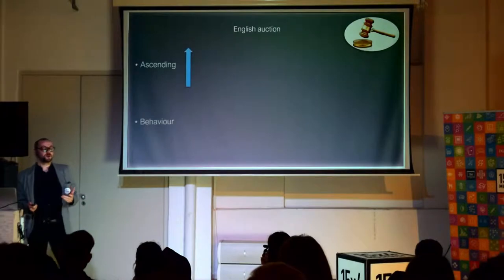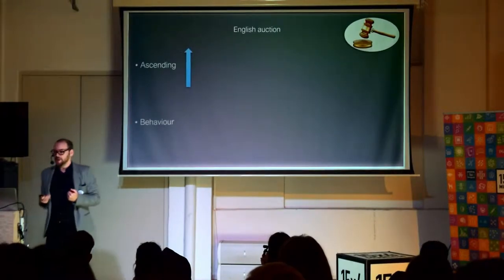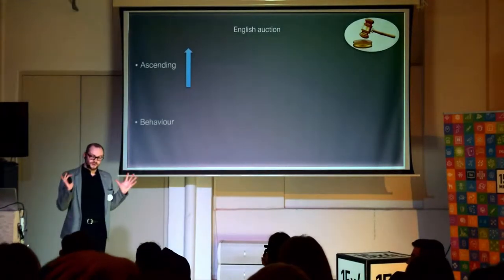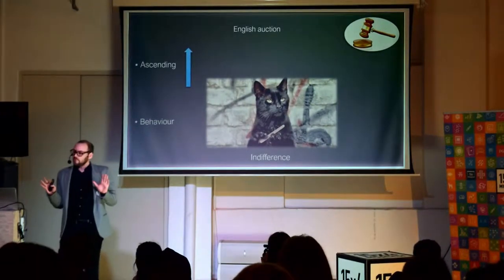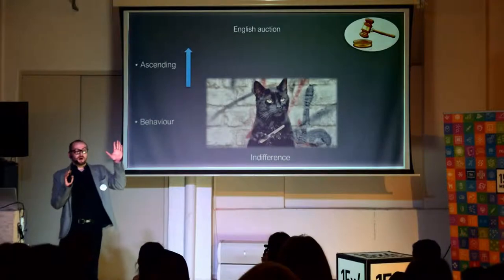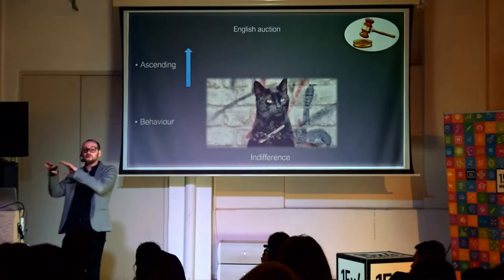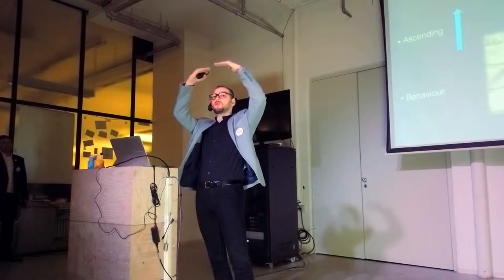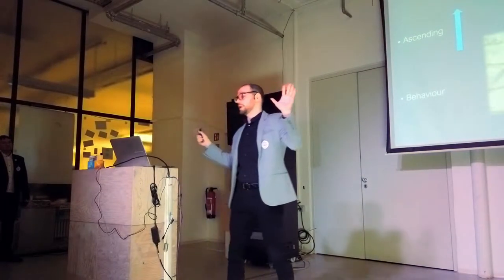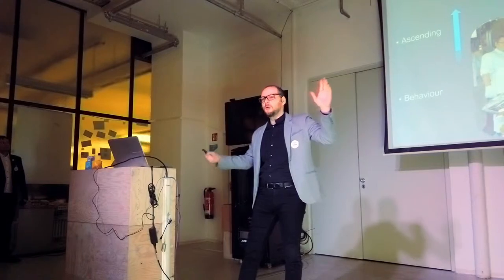So how to behave in this auction? Well, according to the theory, in a perfect world, you should behave like this guy. You just don't care about the prices and the behavior of the other players. You just bid until you reach your true value, your limit price, and then just quit. By the way, how much is the fish?